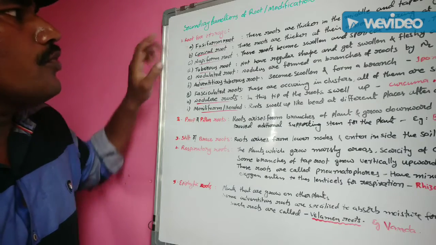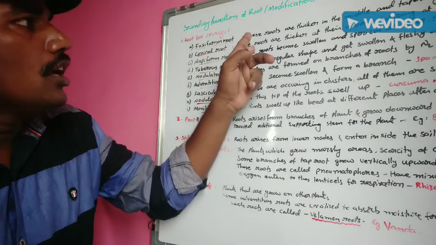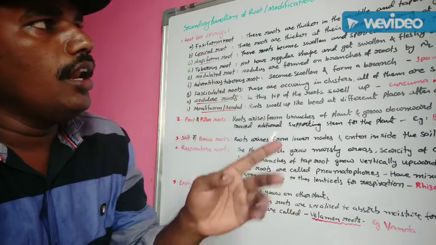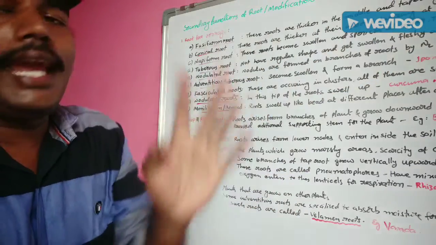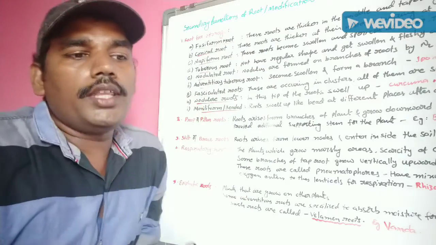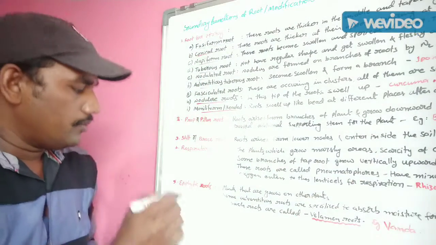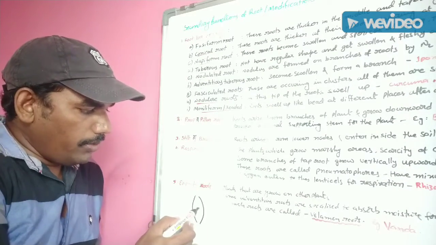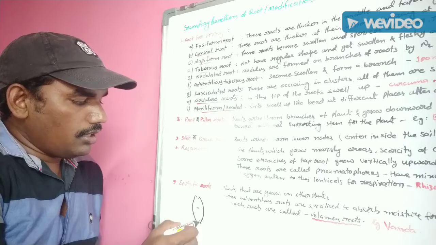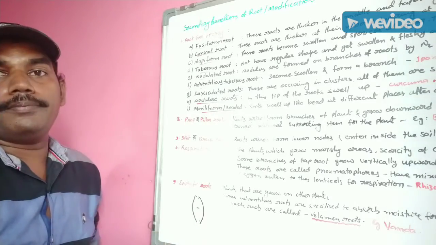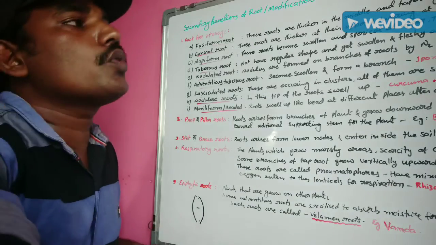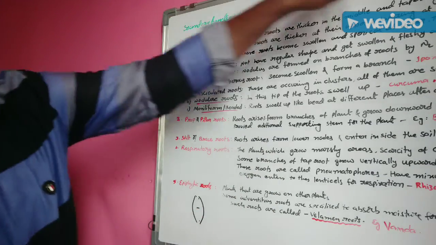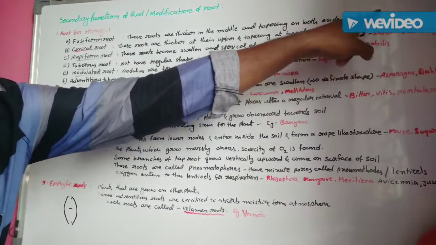Fusiform root. This fusiform root means these roots are thicker in the middle and tapering on both ends. Look like this. Thicker in the middle, tapering at both ends of this tuber. So this type of root is known as fusiform root. The best example is radish.